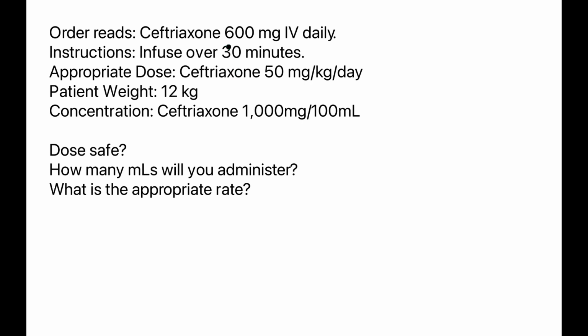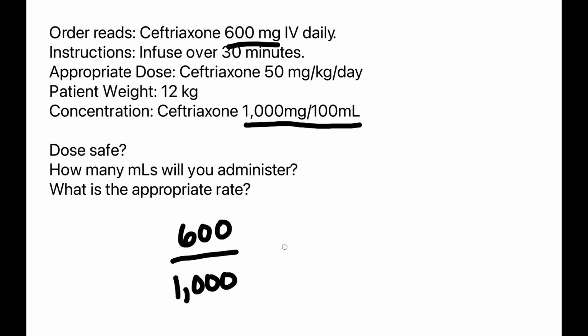Well, we know from up here we need 600 milligrams, and we know our concentration is 1,000 milligrams per 100 mLs. So our desired is 600 divided by what we have, which is 1,000, times 100, our quantity. So what we end up with is 60 mLs.